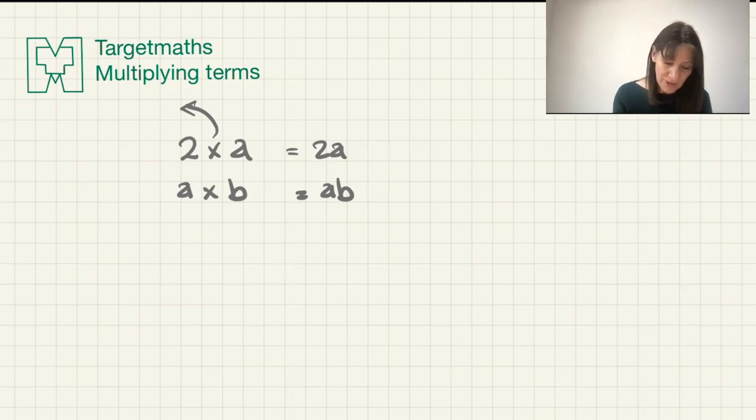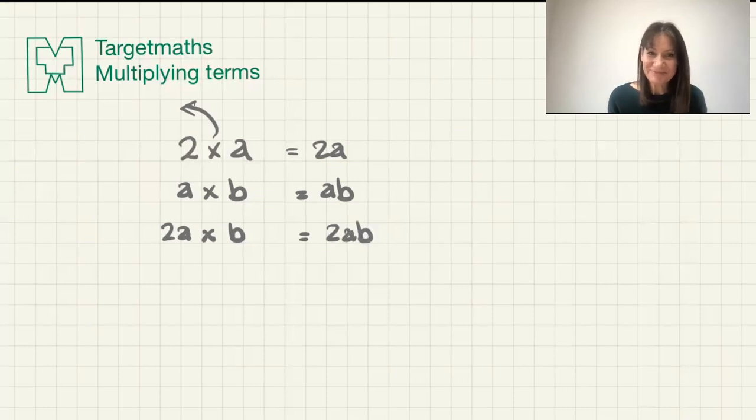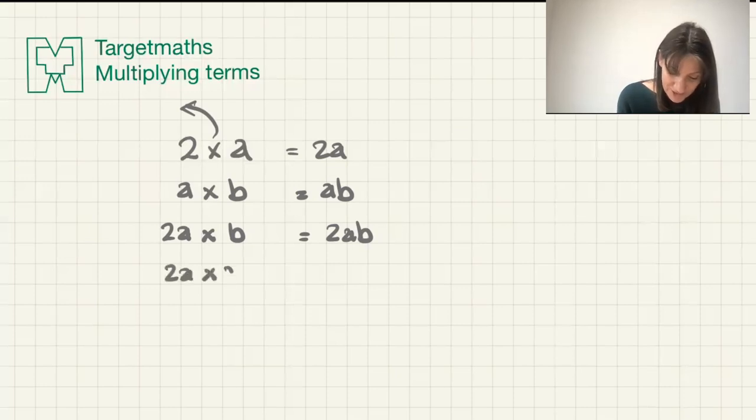Okay. So what if I see 2A times B? What am I going to do now? I'm literally taking the times sign out and I'm squashing them together. Job done. Okay. What do we do when we see 2A times 2B?